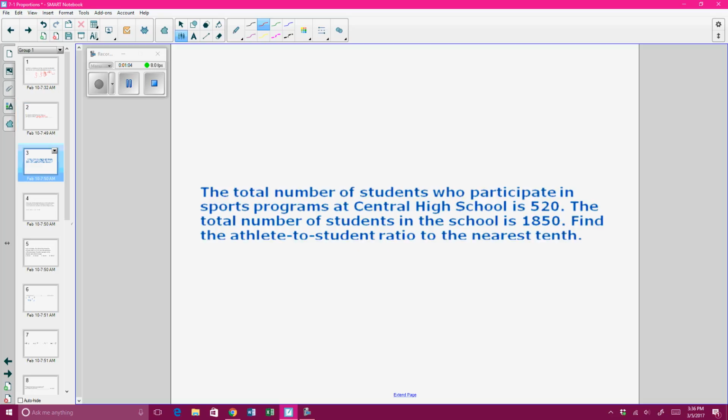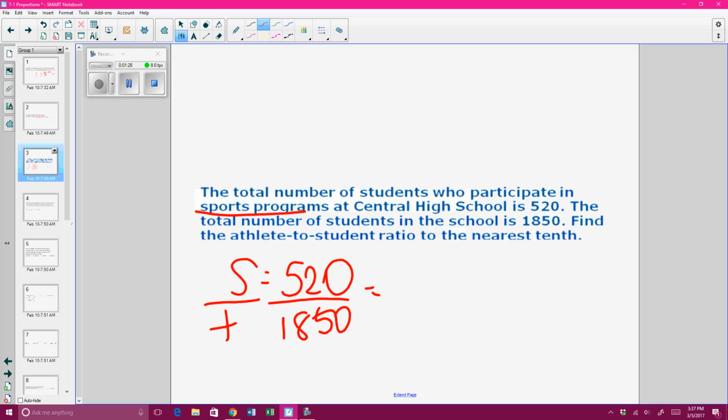So here's the first example. It says the total number of students who participate in sports at Central High School is 520. So right away I'm going to set up a proportion that says that sports has 520 participants. This is compared to the number of total students in the entire school. So we'll make this total. And the total number of students in the entire school is 1850. And so it wants us to find the student to athlete ratio to the nearest 10th. So in your calculator, all you're going to do is divide 520 divided by 1850. And the ratio is about 0.28, or 28% of students play sports.